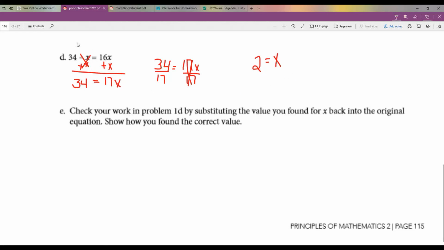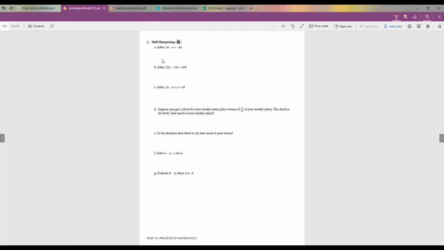Okay, so basically you need to get them on one side or the other, just whichever side would be the easiest. Okay. All right, and then on the back you've got skill sharpening. I'm going to grade this page as well. There's going to be 7 on the skill sharpening.